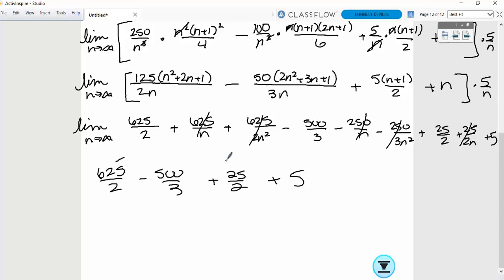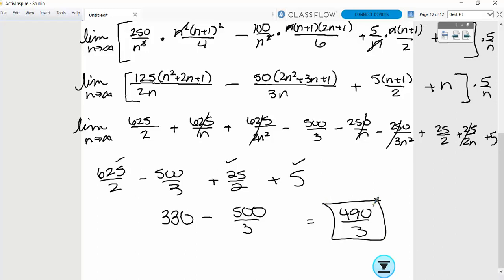So, let's see, if we added this and this, that would be 650 over 2. 5 is like 10 over 2, so 660 divided by 2. So that's 990 over 3 minus 500 over 3, so we get 490 over 3. That one was definitely a little bit uglier.